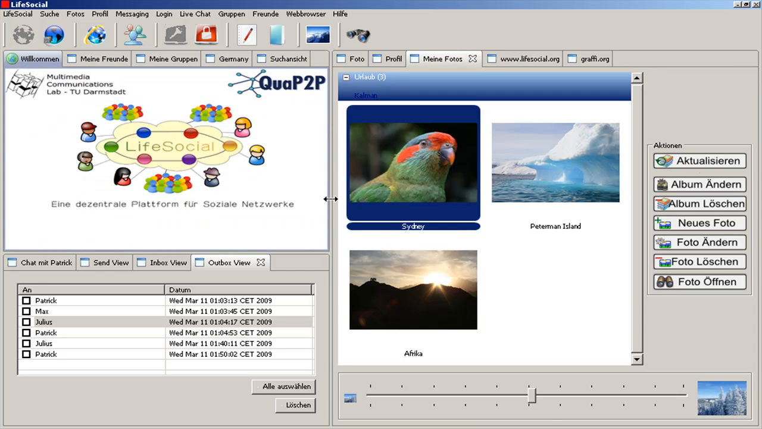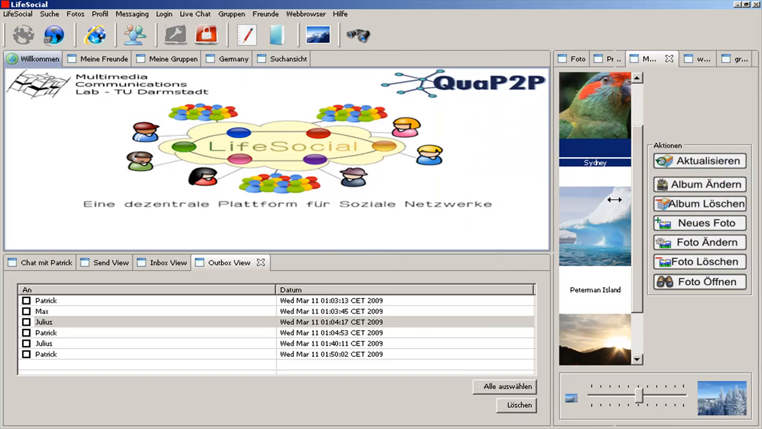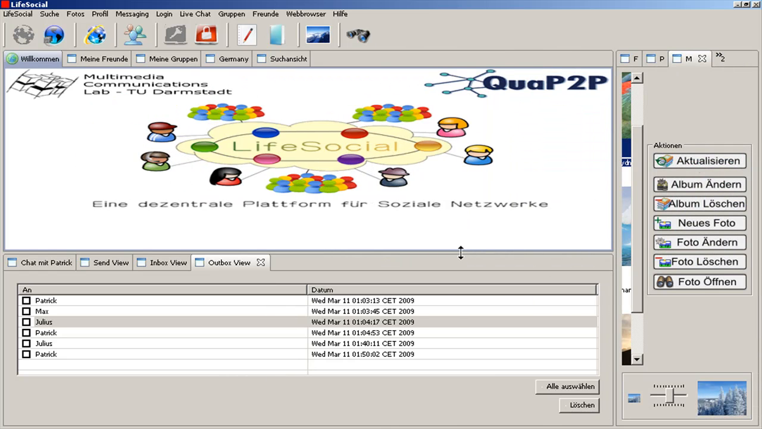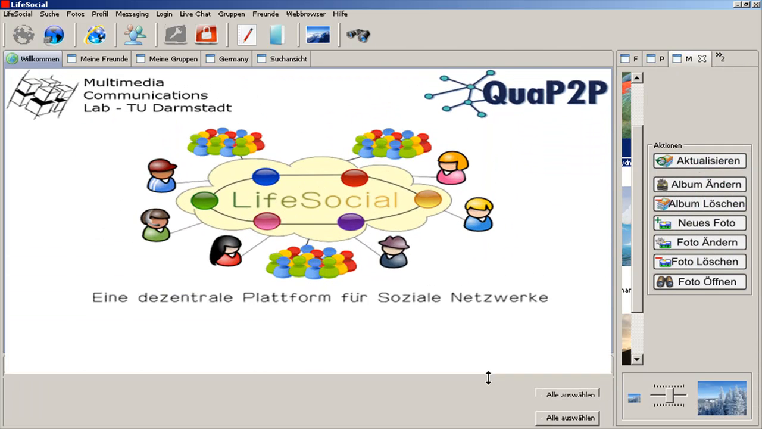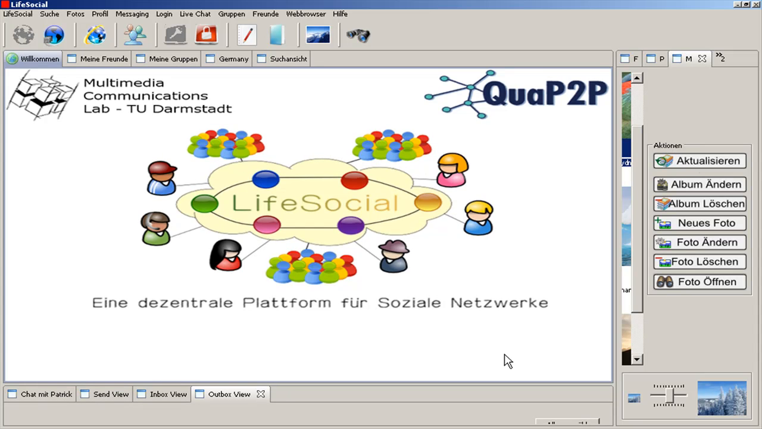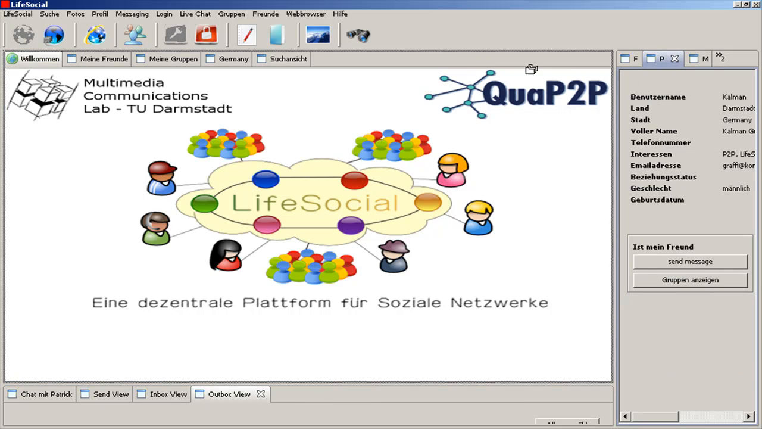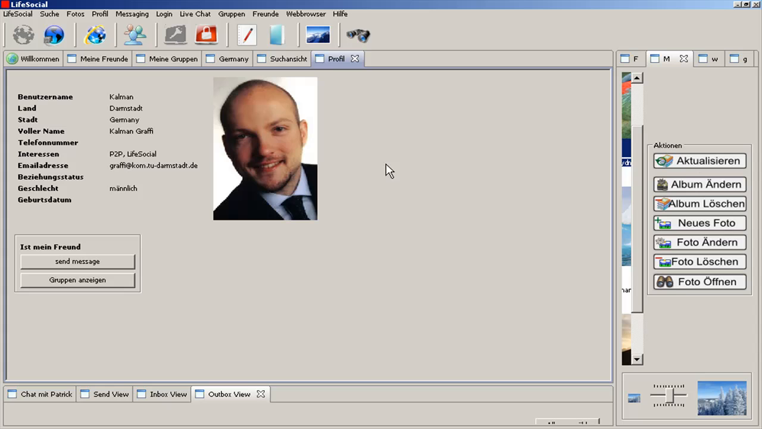LifeSocial has been developed at the Technical University of Darmstadt at the department Multimedia Communications Lab, led by Professor Dr. Ralf Steinmetz. The project has mainly been driven by Kalman Kaffi, who implemented the software with his team of 20 to 21 people in 1.5 years.